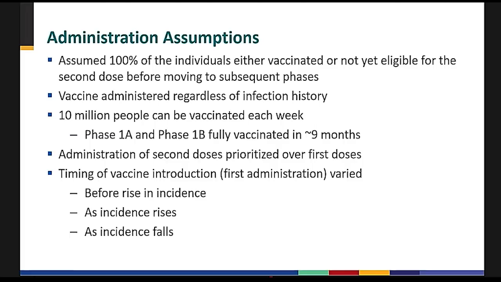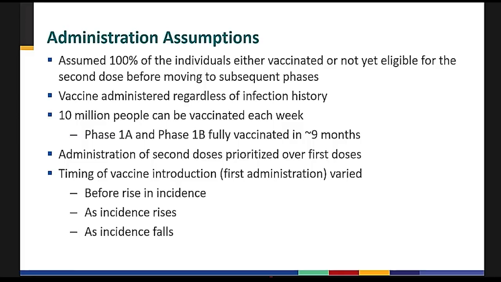Within these simulated epidemics, we assumed 100% of the individuals who were vaccinated were not yet eligible for the second dose before moving to a subsequent phase, and vaccines were administered regardless of infection history, meaning that individuals who had been infected would receive a vaccine. We assumed 10 million people could be vaccinated each week, resulting in members of phase 1A and 1B being fully vaccinated in about 9 months. Persons returning for the second dose were prioritized over persons receiving the first dose.